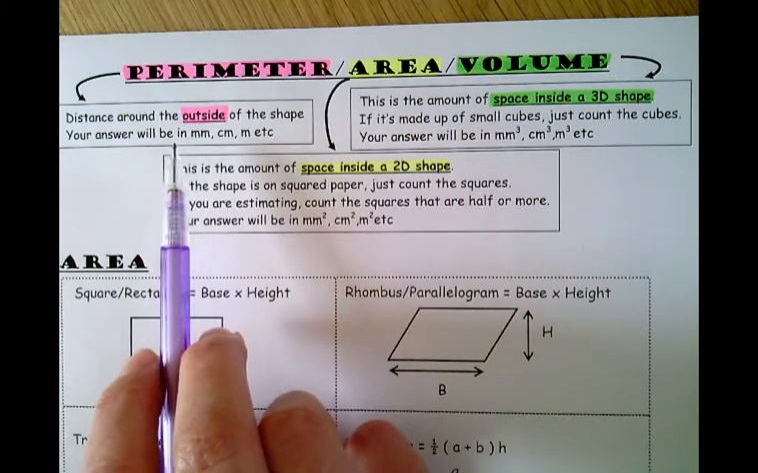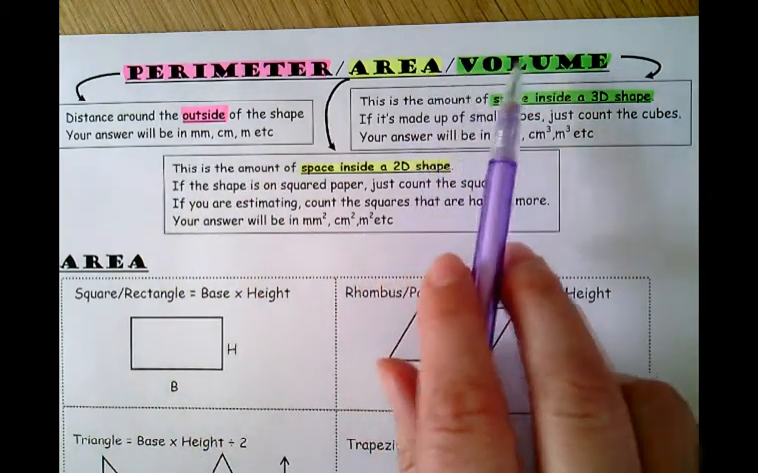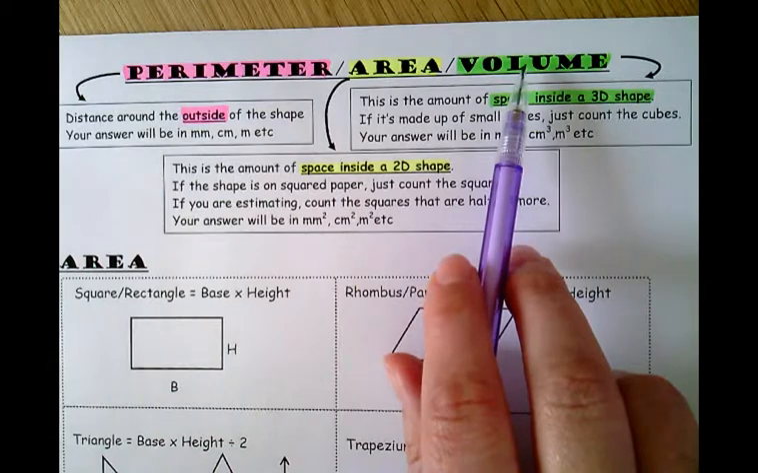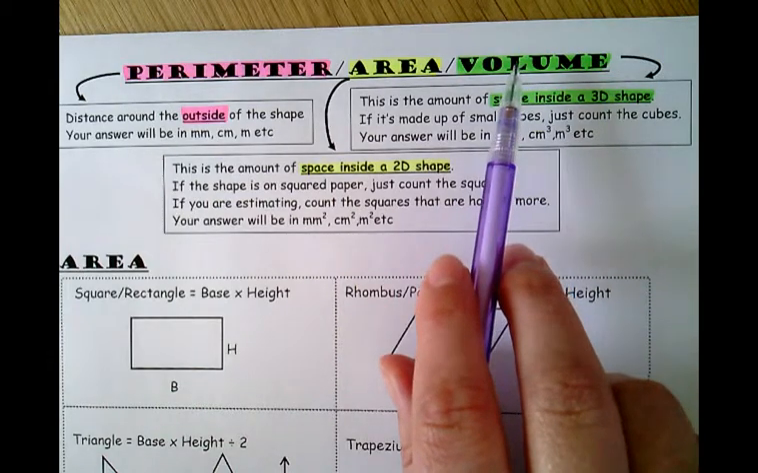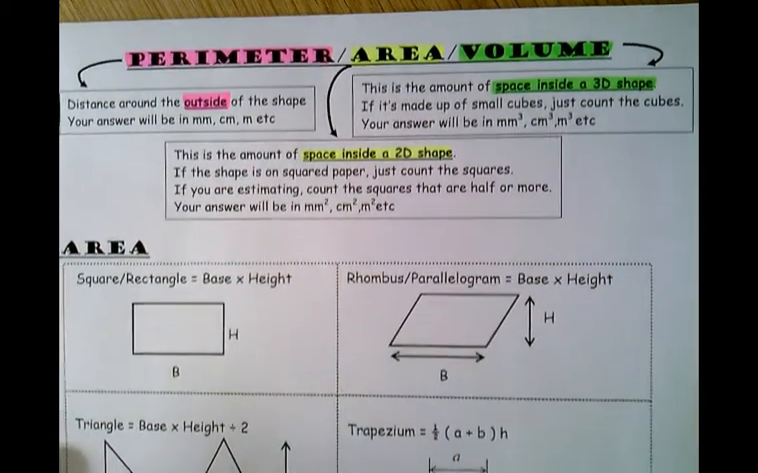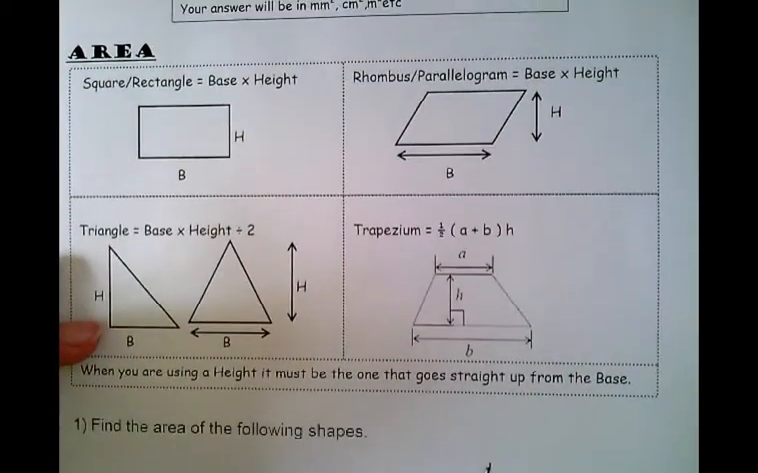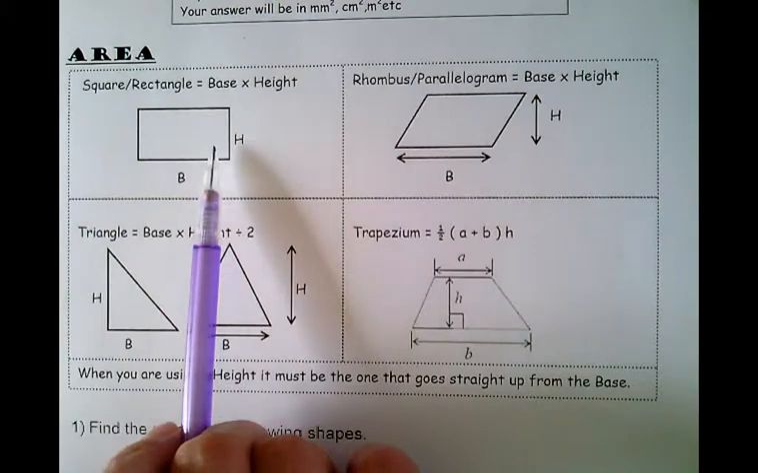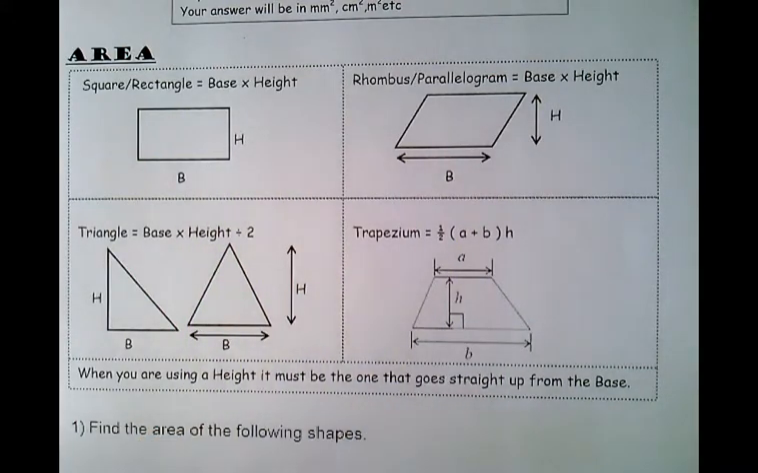So the ones that I really want to focus on in this video are area and volume, because you need to know your different formulas, which are different depending on what the shape looks like. So first of all then, starting with area. So these are 4 different formulas to do with area.